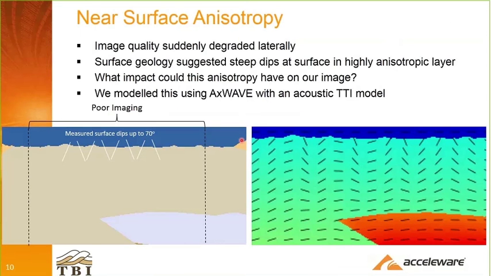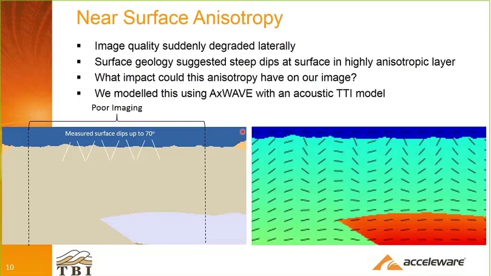So this first example, this is a production project we were working on where we noticed that a key reflector suddenly degraded laterally, and we had some surface geology information that suggested we had steep dips at surface and it was a highly anisotropic layer. What we wanted to understand here was what impact could this anisotropy have on our final migrated image. So we modeled this using AxWAVE with an acoustic TTI model.